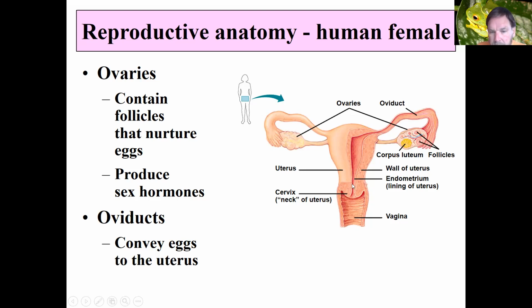You have a narrow opening at the end of the uterus called the cervix. Okay, this whole thing is called the womb. This is where the zygote will grow into an embryo and eventually a fetus. The endometrium is the lining of the uterus, and the vagina is the pathway for sperm to enter into the reproductive tract of the female.